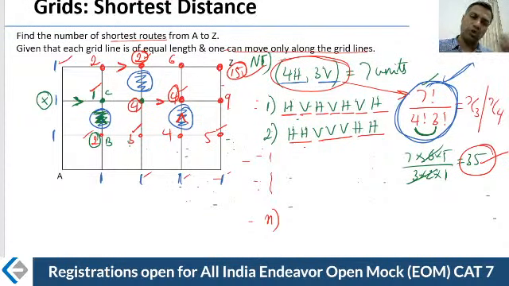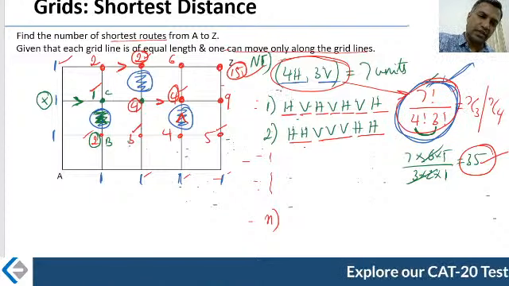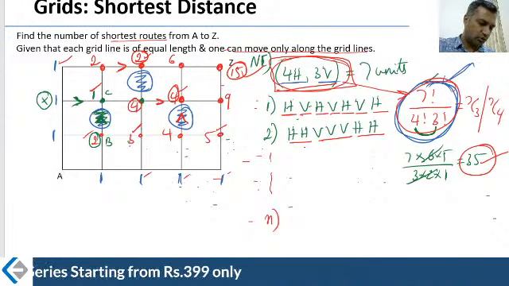What you learned in high school, you should know. And you should know this also, n factorial by p factorial, q factorial. I'm not saying that you should know only one of them. What you learned in high school, you cannot afford to forget that. In addition to that, I can use this n factorial by p factorial, q factorial method.